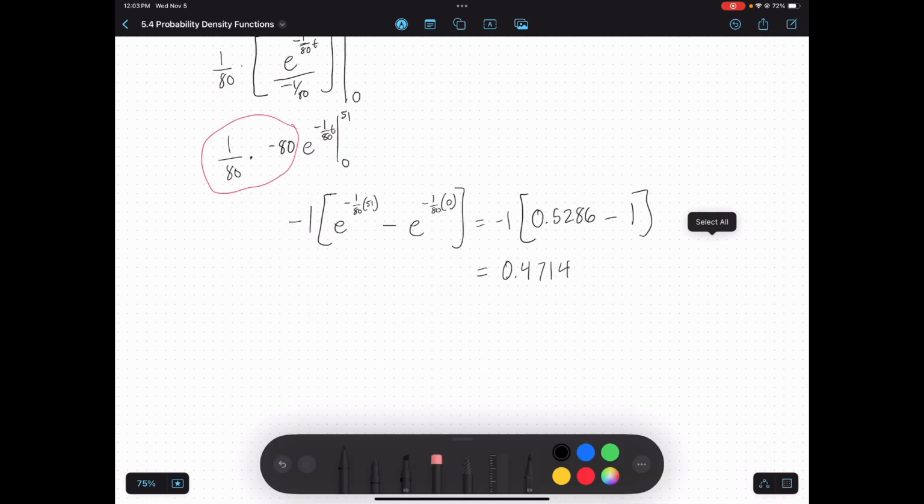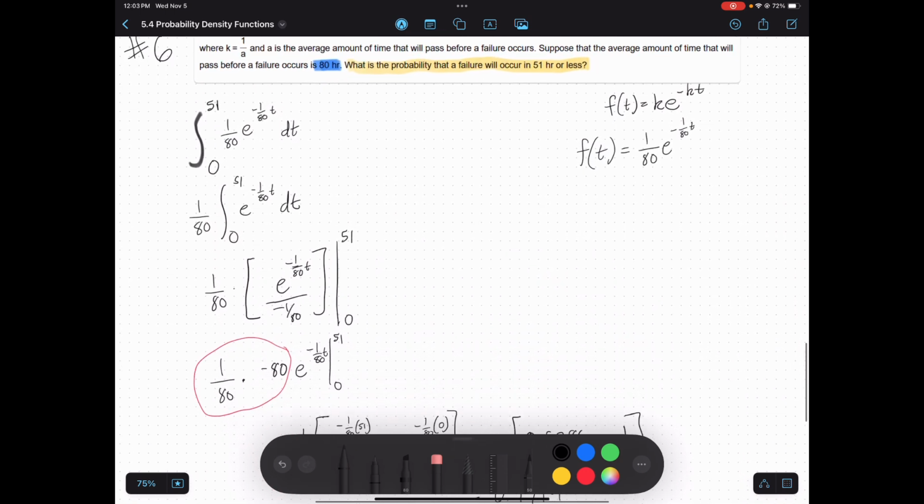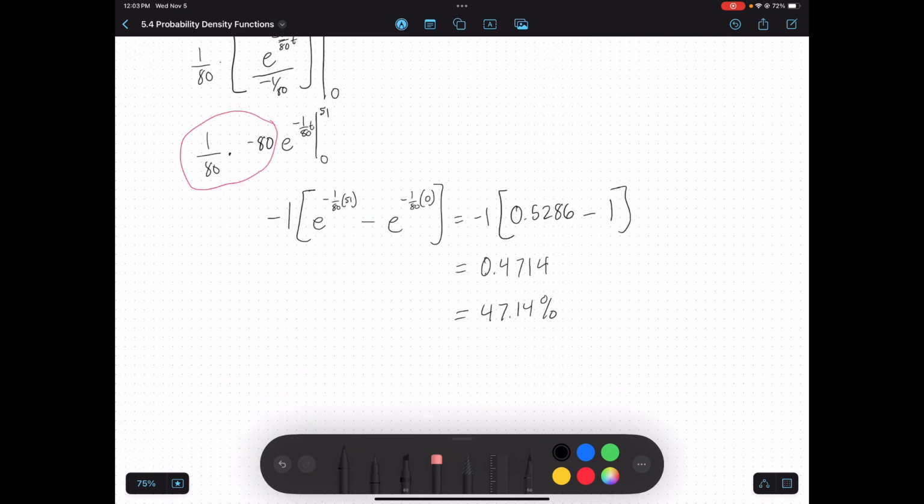So what does this number mean? I get this 0.4714. This represents a probability. So if I convert that into a percentage, I get 47.14%. There is a 47% chance that my machine will fail within the first 51 hours. And that's what that value means.